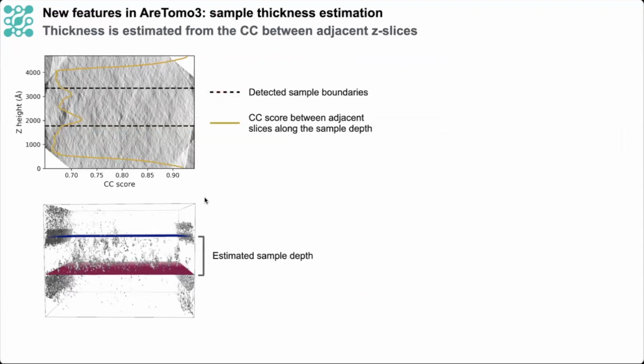A second new feature automates the measurement of sample thickness. To estimate thickness, we first reconstruct heavily binned tomograms and then compute their cross-correlation between adjacent slices along the tomogram's depth. An example correlation profile is plotted in yellow here, where it's overlaid on an XZ slice through this tomogram.